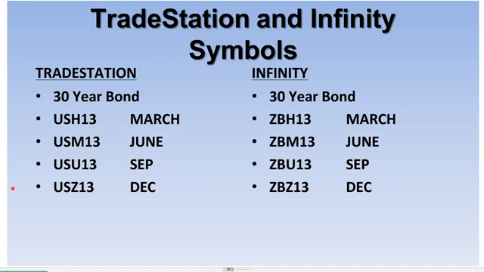NinjaTrader, TradeStation, TOS. So TOS, it's /ZB. Mirus, so that'd be Ninja, OEC, TradeStation, Infinity. All right, so a lot of good people here.